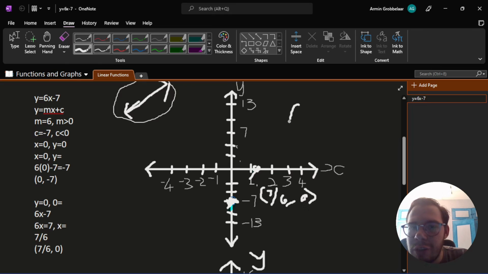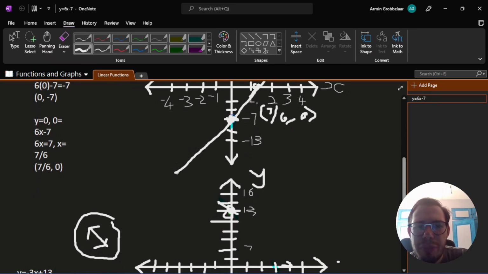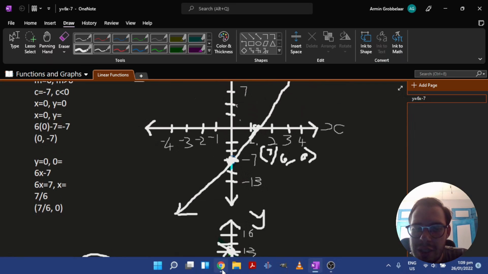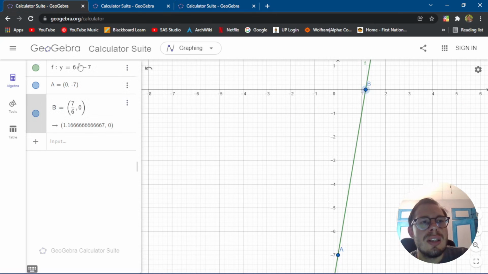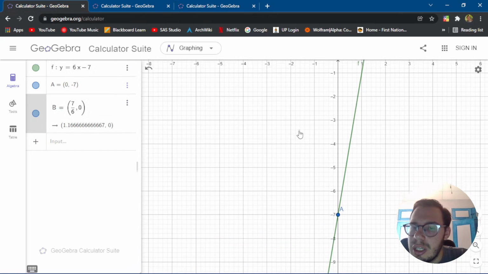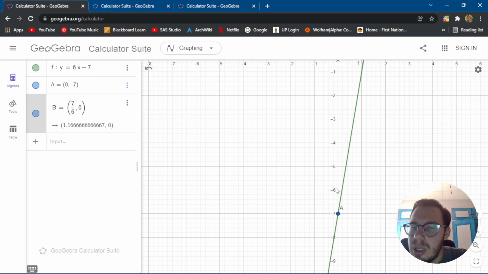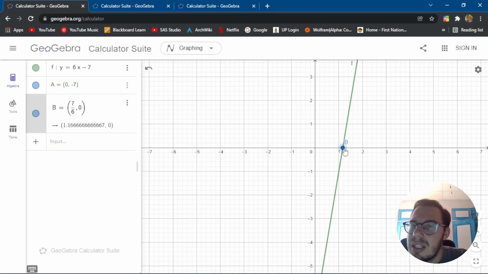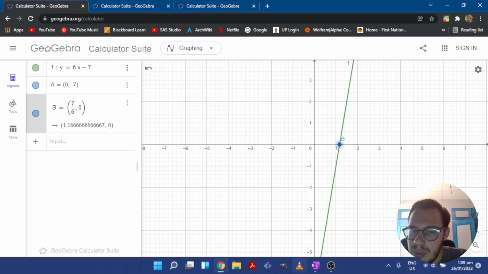Now we just connect the dots. You usually use a ruler for that. So in the exam or test, please use a ruler. And there our function is drawn. So you can see here in GeoGebra, 6x minus 7. Here's our point where the function cuts the y-axis, (0, minus 7). And here you can see B is (7 divided by 6, 0). So those are the 2 points that we needed for this method.